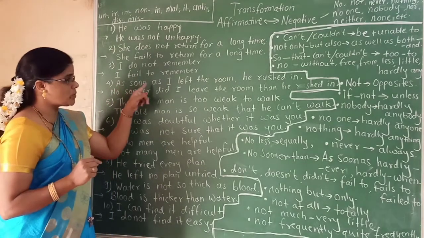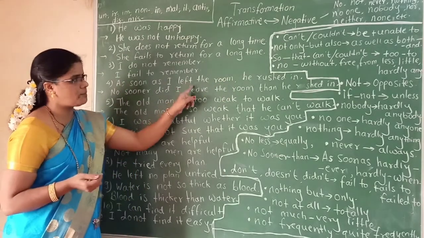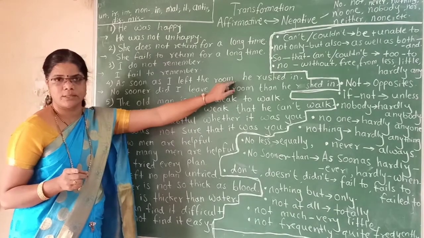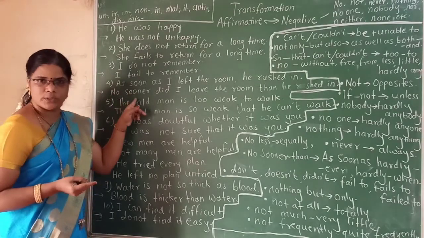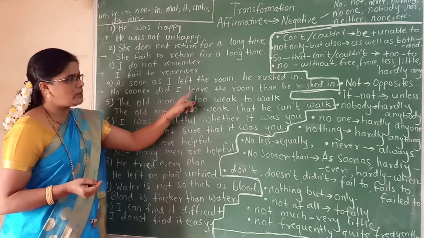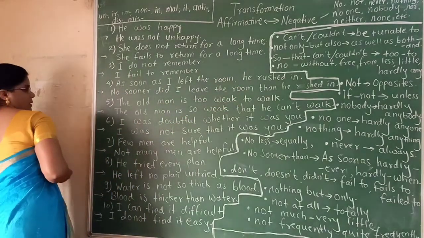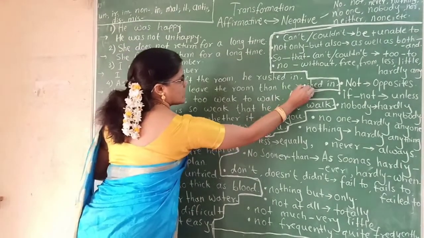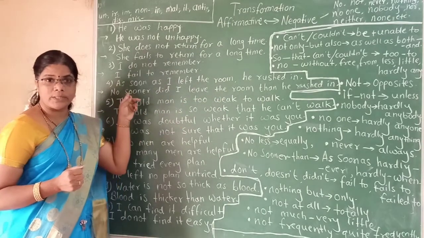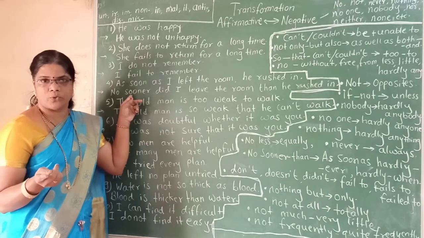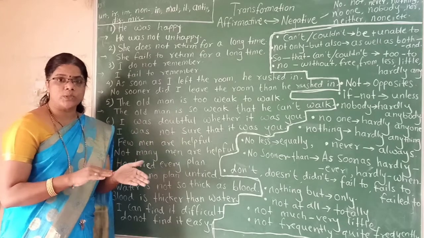Next one, as soon as I left the room, he rushed in. See here, as soon as I left the room, he rushed in. Affirmative sentence. This sentence can be changed into negative without changing meaning by using no sooner. No sooner did I leave the room than he rushed in. So here, how to use this no sooner than in as soon as sentences we have seen in previous video. So you have to watch that video carefully. Use of as, when, as soon as, no sooner than, hardly when.